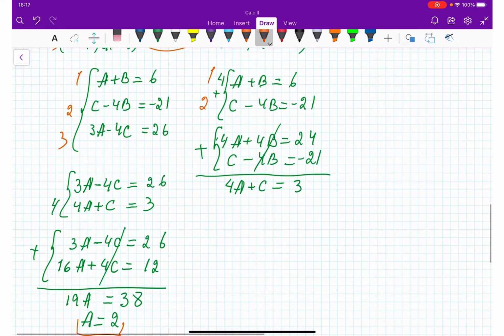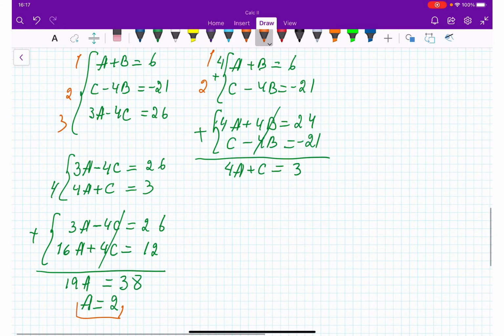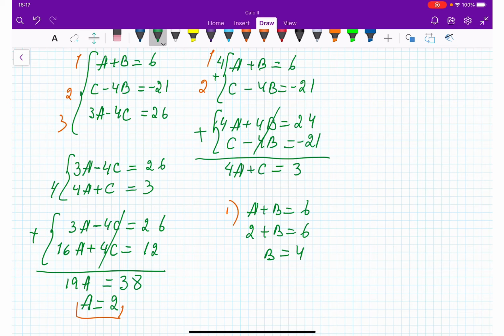To find B, I'm going to apply it to the first one, because we have A plus B equals 6. So 2 plus B equals 6, and B is equal to 4. This is the second one, right?